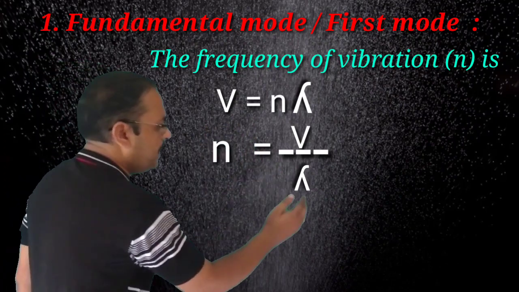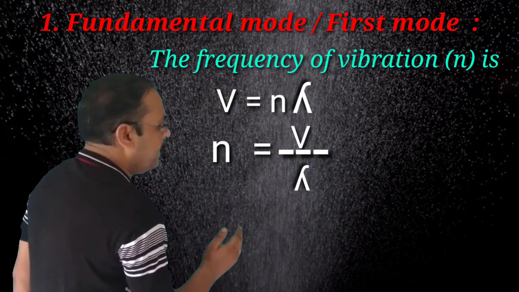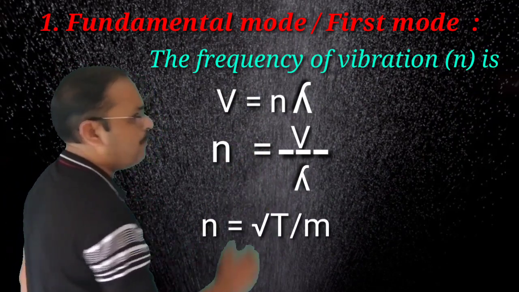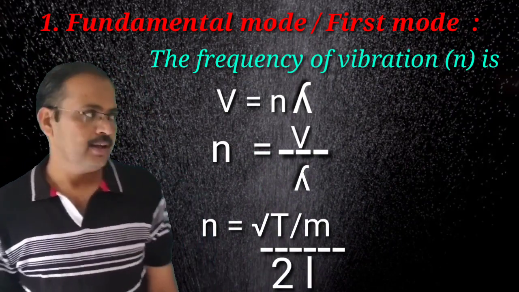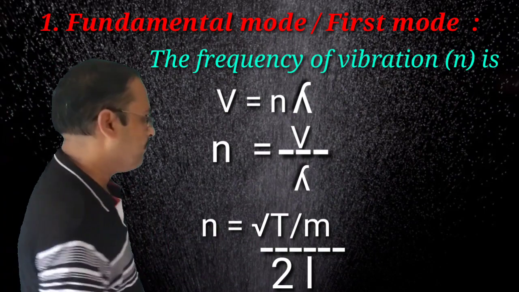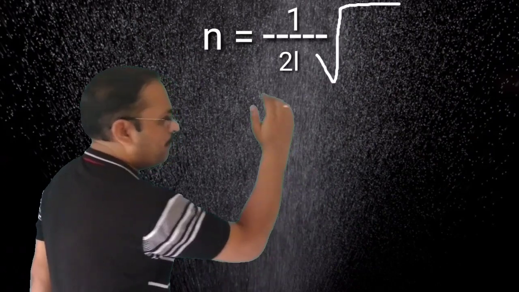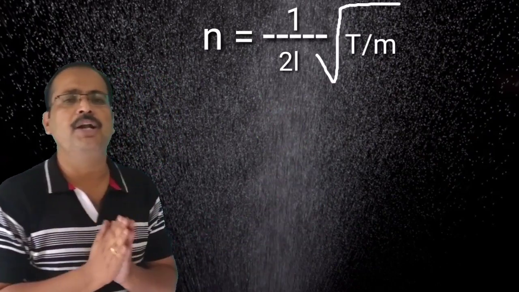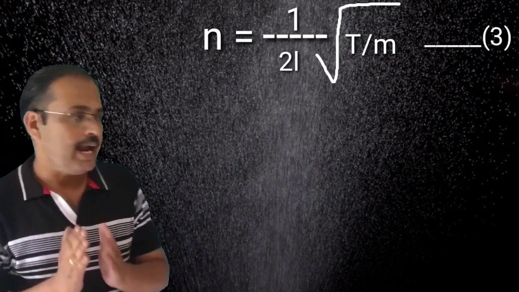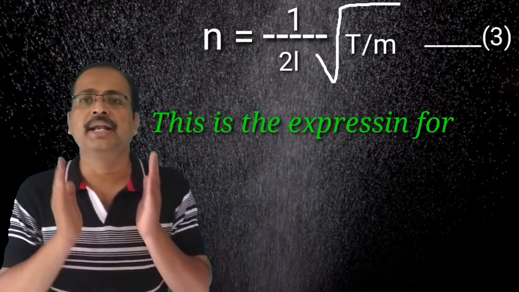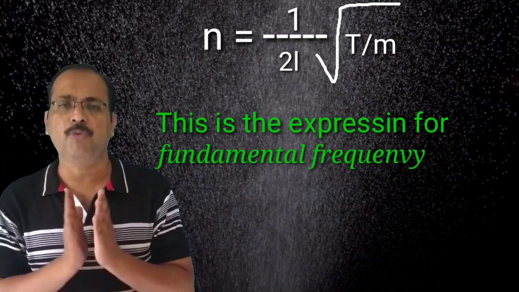Putting the values of V and lambda from equation 1 and 2, we get n is equal to under root T upon m upon twice l. By adjusting this, n is equal to 1 upon twice l under root T upon m. This is equation number 3, and this is the expression for the fundamental frequency of vibration.